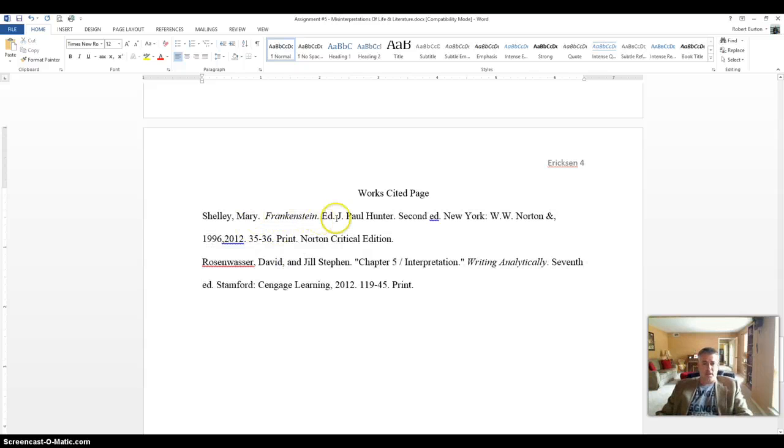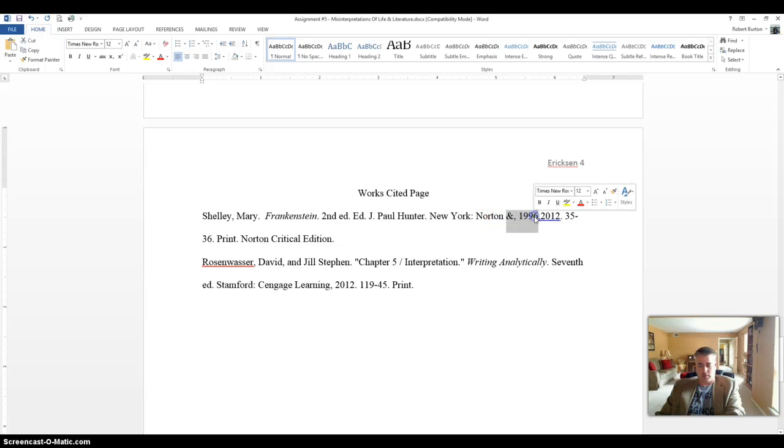So Mary Shelley, Frankenstein, editor, yes. So we have the second edition first, and we put that like this. And then we don't need the WW because Norton's a well-known publisher. Okay, and we only need one year, and it's going to be the year of the one that you're using. We don't need those page numbers right there because the page numbers should be in the citation.